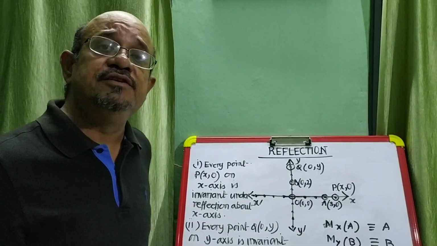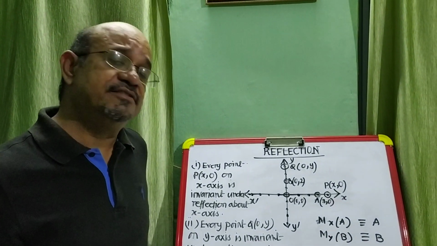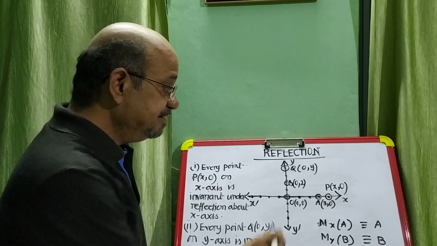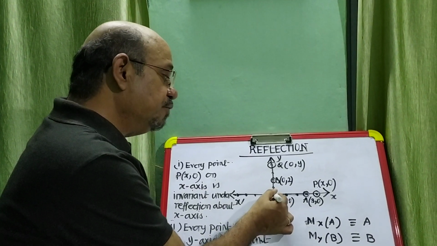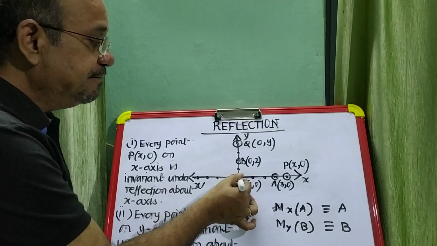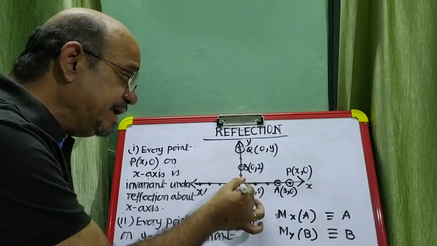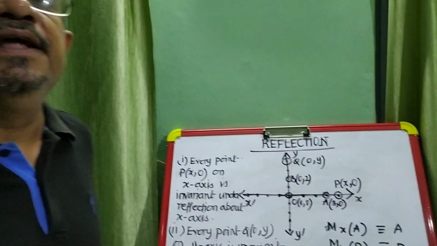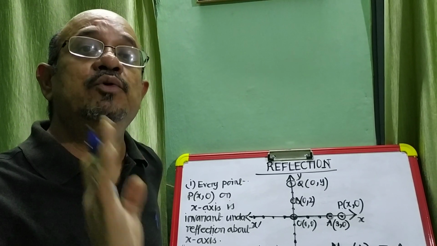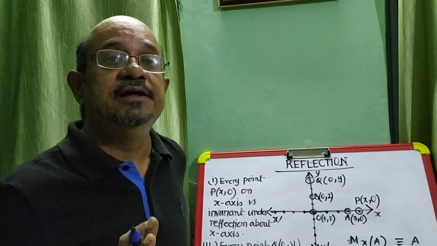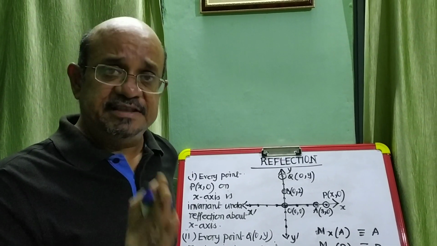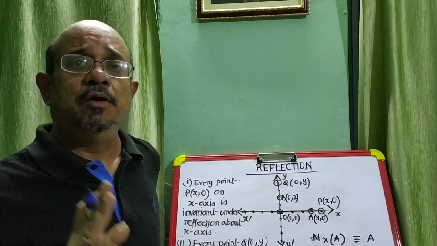Is there a point which is invariant under reflection about the x-axis as well as the y-axis? Yes, of course there is. (0, 0), the origin, which when you reflect about the x-axis will remain there. When you reflect about the y-axis, it will remain there. The origin, when you reflect about the origin itself, will also remain there. So the origin is the only point which remains invariant when reflected about the x-axis or y-axis or origin.